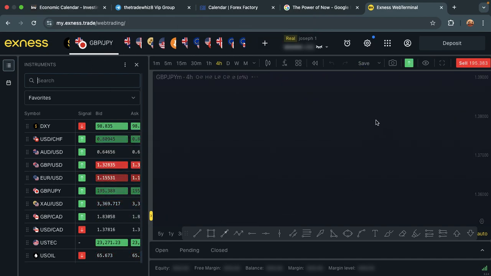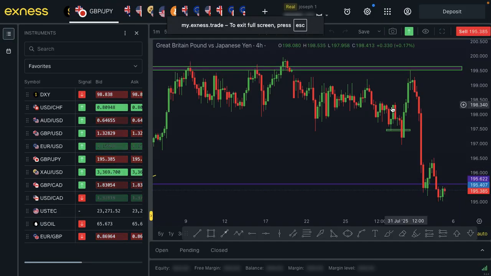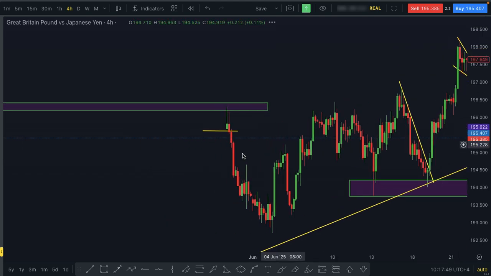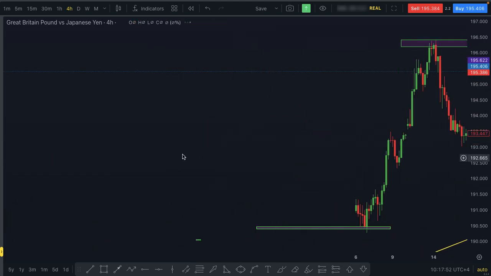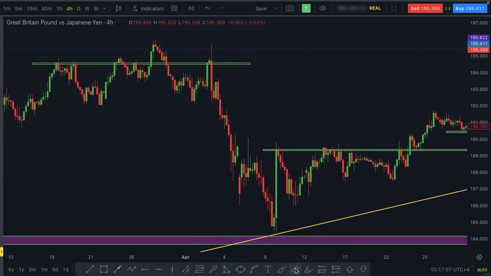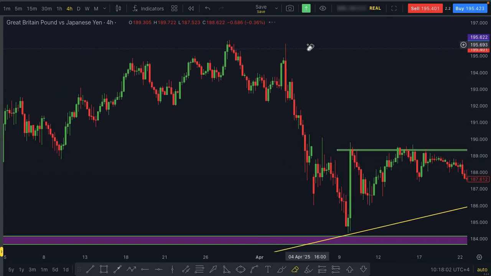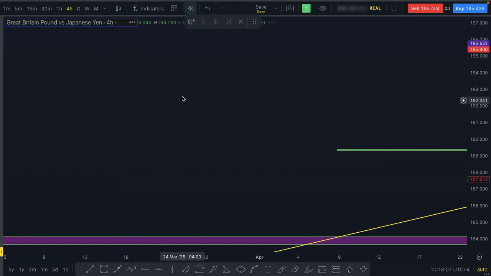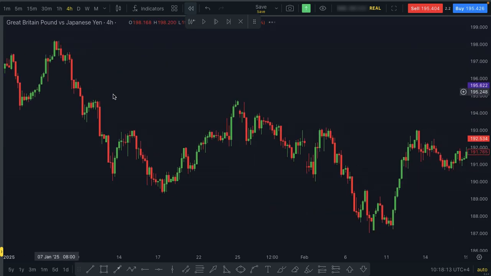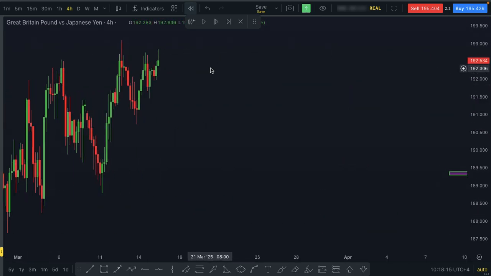Super simple, guys, super simple. You don't need to think a lot when using support and resistance. Coming up to the next example, let's just use the GBP JPY again in this example. Let me first erase all this. Let's start from here, and then let's get our tool.